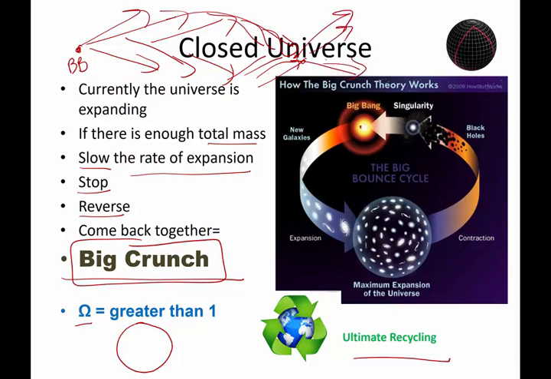And many people think this is the ultimate recycling because this would then give birth to a new Big Bang. Now, I admit from a purely philosophical standpoint, I like this one because I kind of like the idea that the universe would have no beginning, no end, and it would just keep going on and on forever. But we are not certain that this is true.